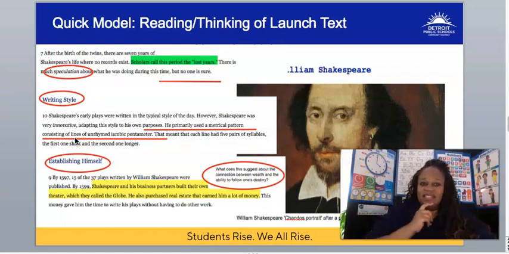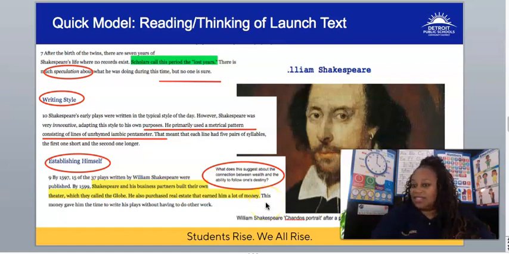Here's our last hint I want to model for how you can get answers in today's lesson. Go to this section, Establishing Himself. That is in paragraph 9, and look at the highlighted portion. I'll read it aloud. Shakespeare and his business partners built their own theater, which they called the Globe. He also purchased real estate that earned him a lot of money. Sounds like Shakespeare had some money. What does this suggest about the connection between his wealth and his ability to follow his own destiny?